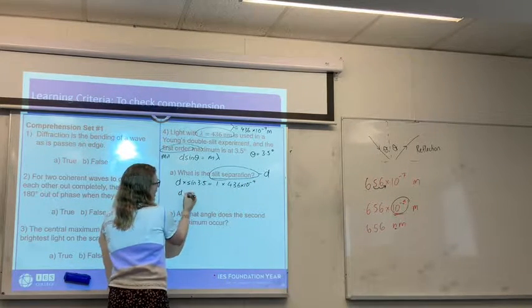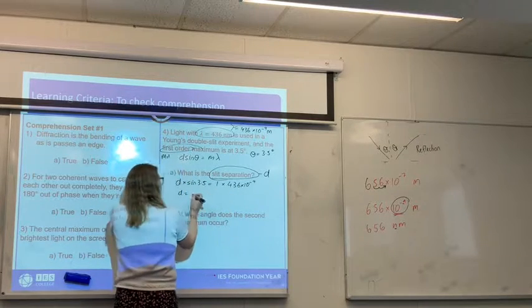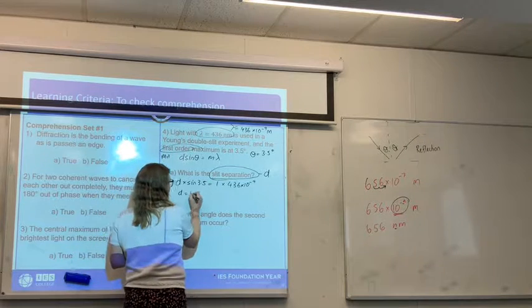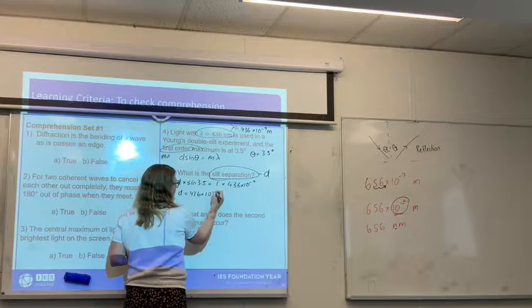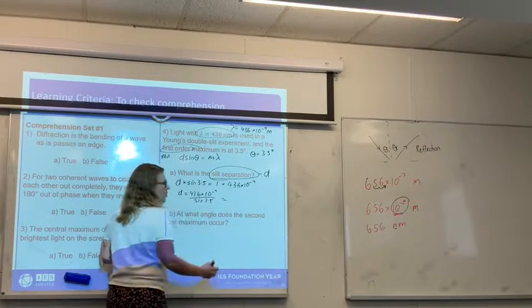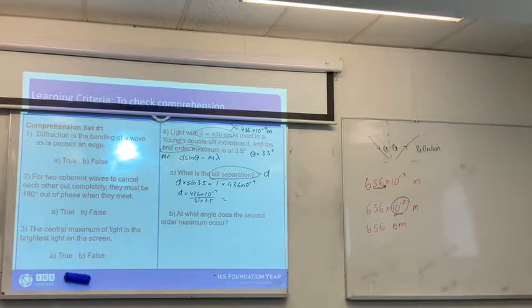Okay, I plug this in. So d equals, plug it into my calculator, 436 times 10 to the negative 9 divided by whatever sine 3.5 is, which equals, I've got the answer, 7.14.